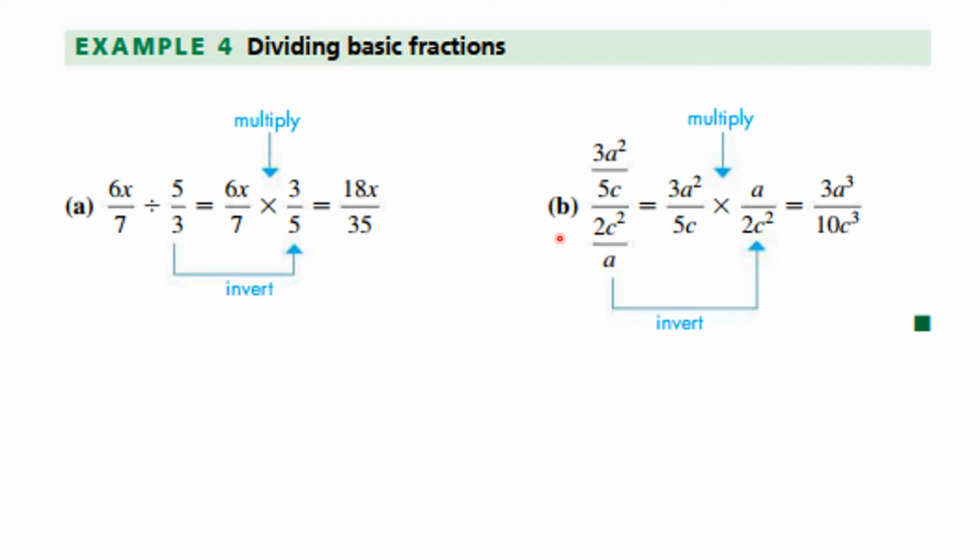We are done. Here we have a numerator divided by a denominator. So what we do is we invert the denominator. So instead of 2c squared over a, we write a over 2c squared, and we multiply. Now we multiply across the top and across the bottom. We get 3a cubed over 10c cubed. No common factors.